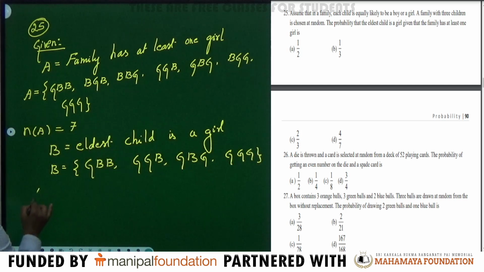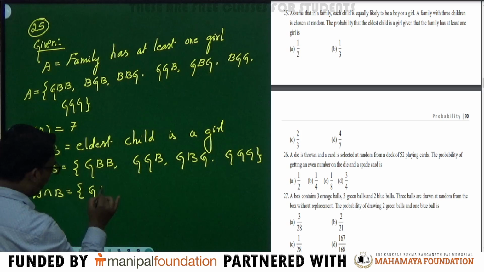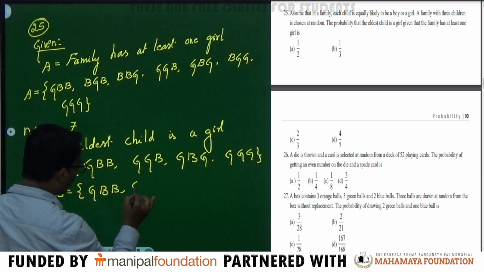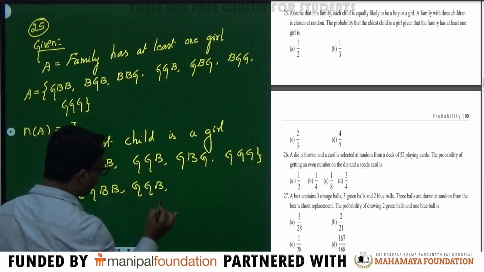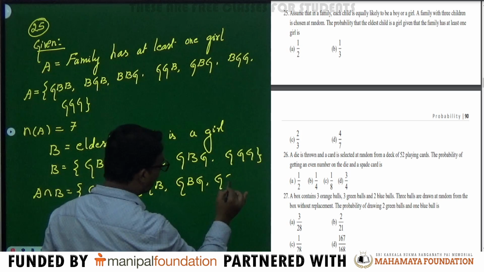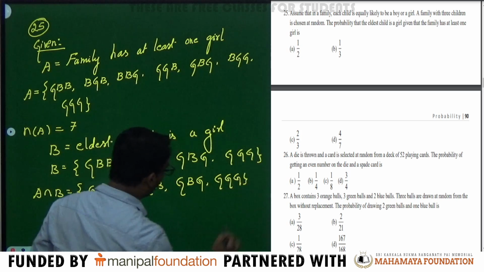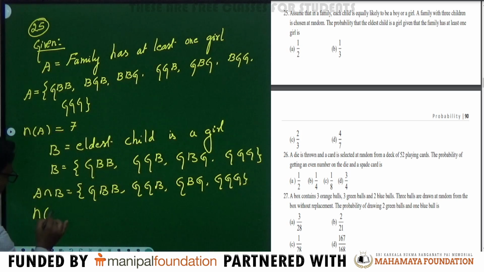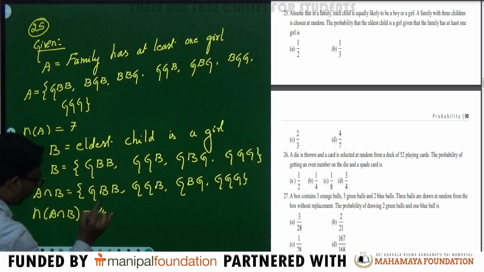So which are the commons? A intersection B. The common ones are GBB, GGB, GBG, GGG. Therefore, the number of elements in the event A intersection B is equal to 4.